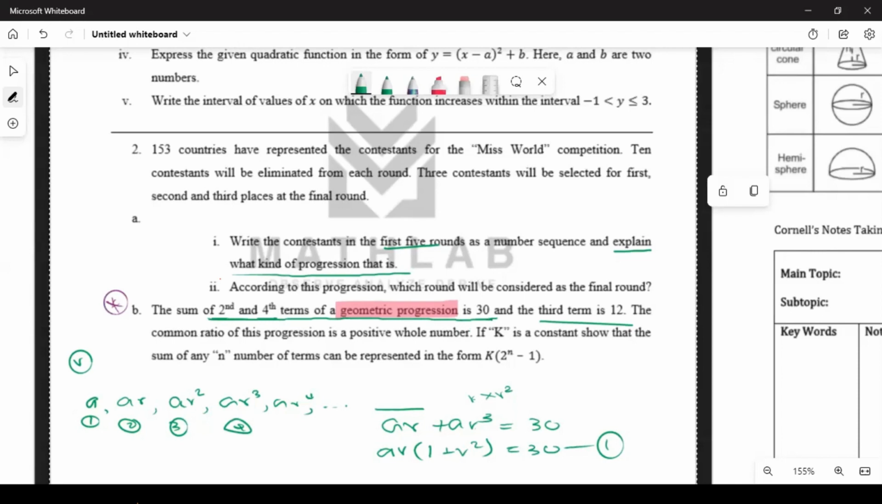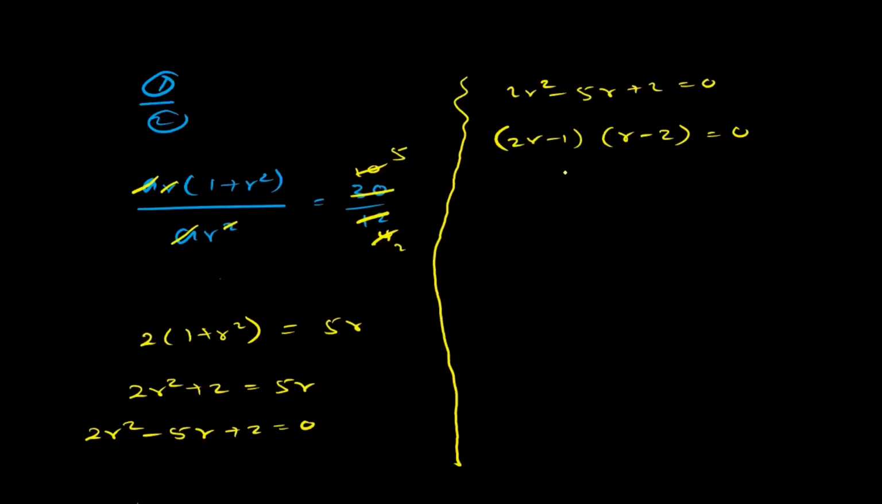And then they are saying the third term is 12. In our case, the third term is AR square. So AR square is equal to 12. I'm directly writing. A and R are values that I introduced to the question. Clear? Okay, great.